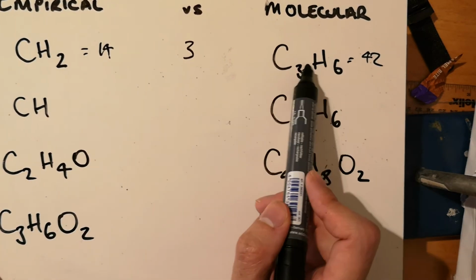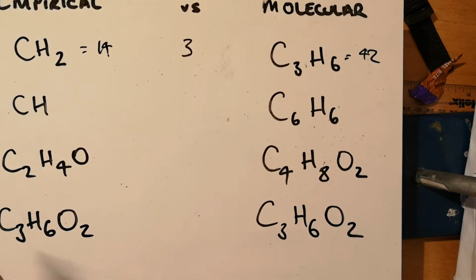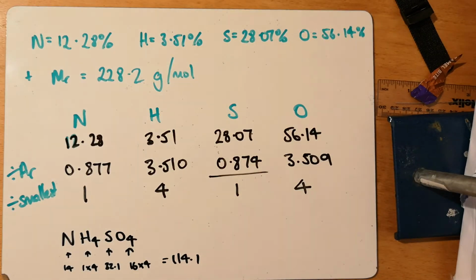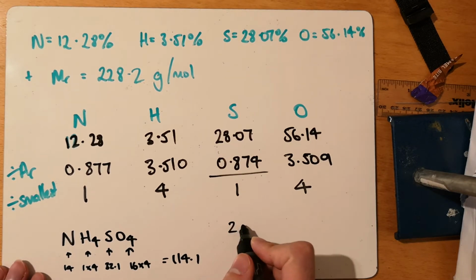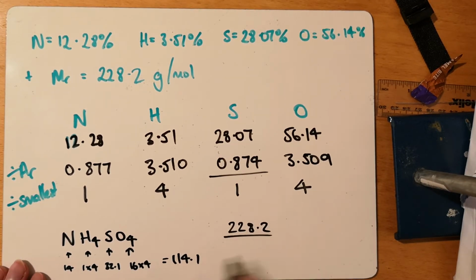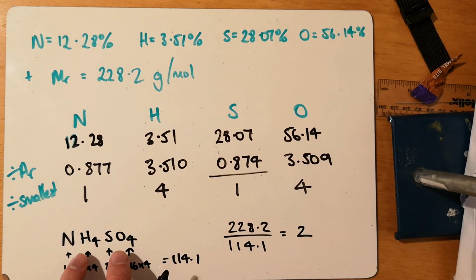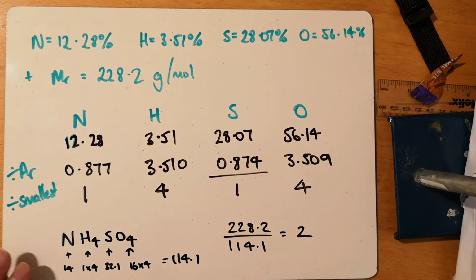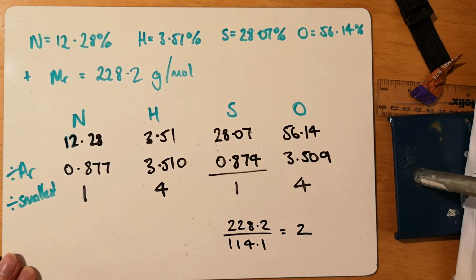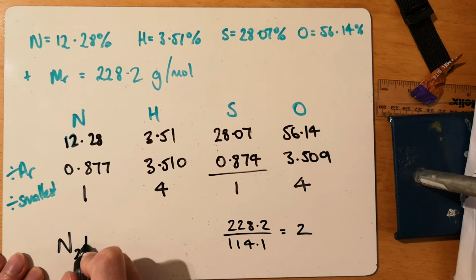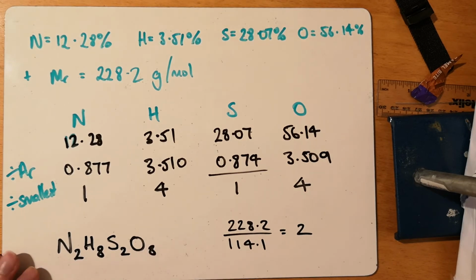And this is 3 times each of the atoms in here, which is what we can look at now with this molecular formula. If we take 228.2 and divide it by this empirical formula mass, we get 2. So what I'm going to do to work out the molecular formula from the empirical is times everything by 2, which will give me N2H8S2O8. So that's my molecular formula.